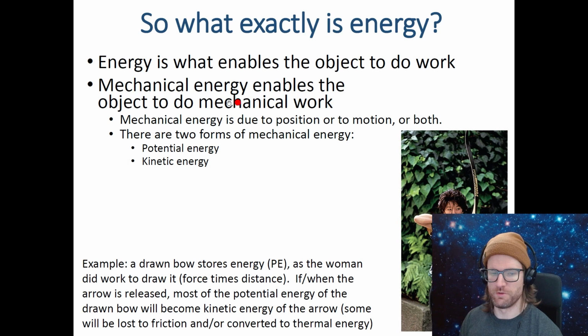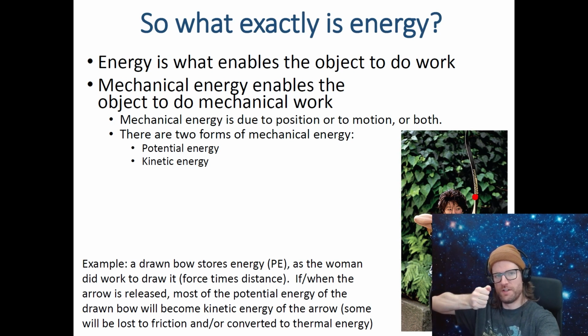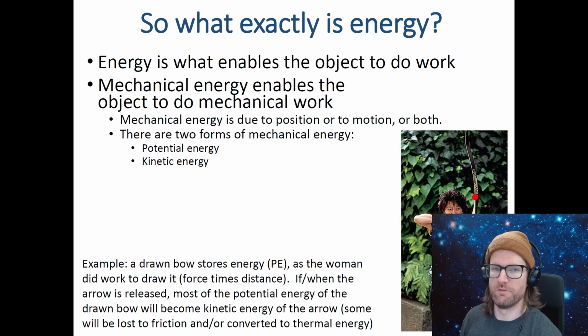Mechanical energy enables the object to do mechanical work. And there are two forms of mechanical energy, potential and kinetic energy. Here's a person pulling a bow back. When they pull the bow back, they're adding potential energy to the bow. And then when they let go, the bow adds kinetic energy to the arrow, reducing its potential energy. And we'll get into this balancing act in a few slides.